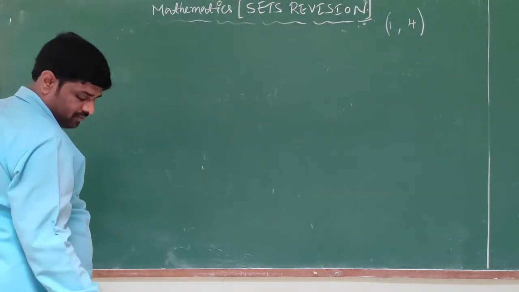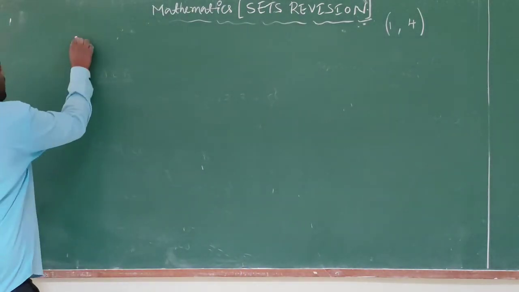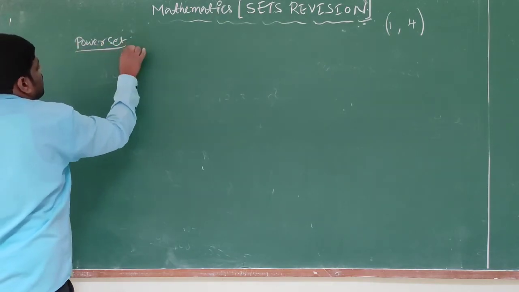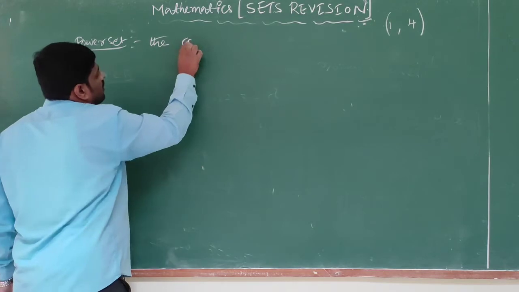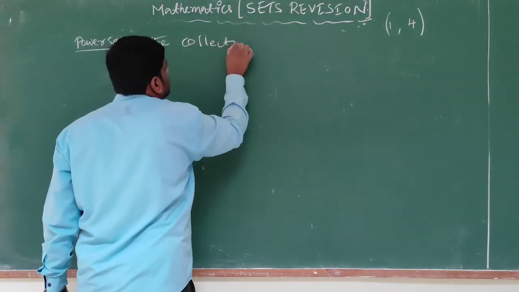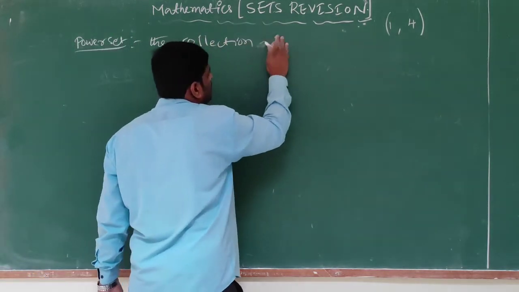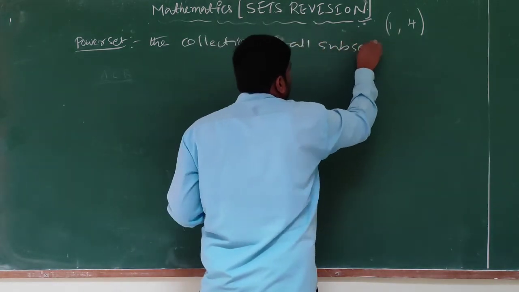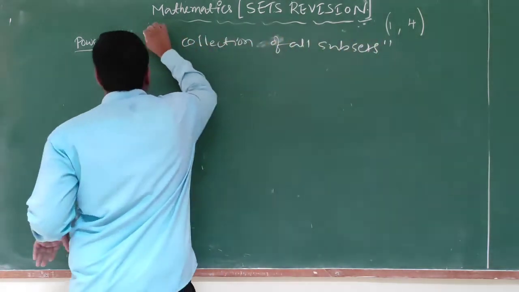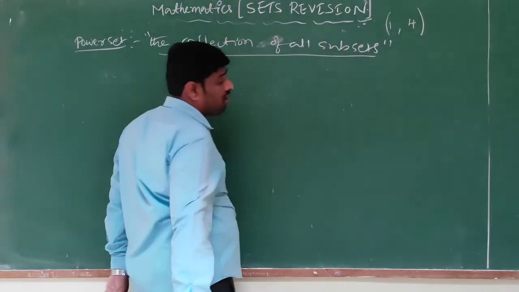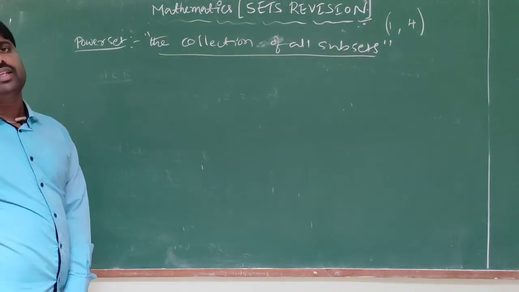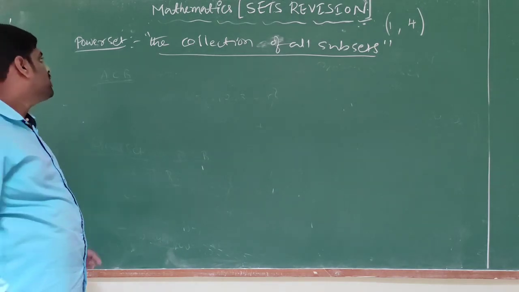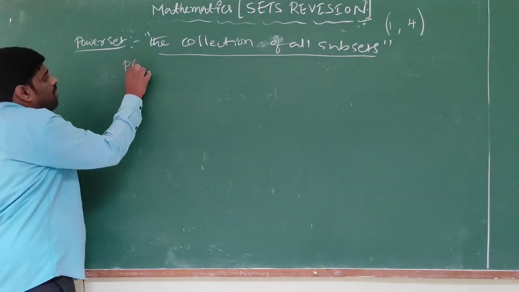Power set. Here, power set means the collection of all subsets. The collection of all subsets is called a power set. This power set is denoted by P of A.